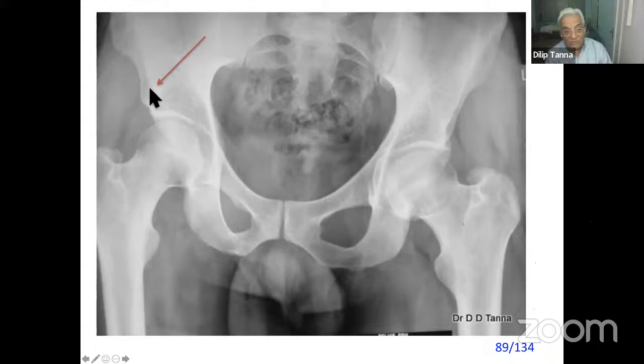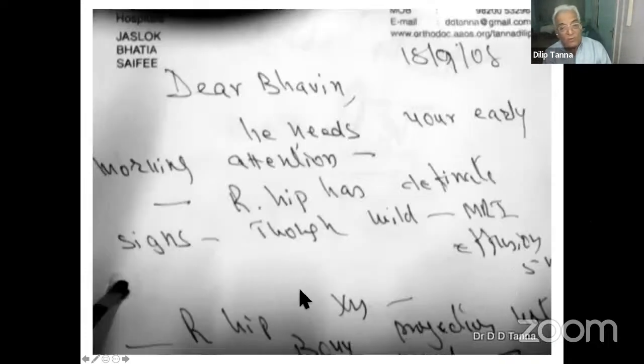I said, this X-ray finding in this patient, kuch to hoga, ye X-ray kaisa hai. So I spoke to the MRI person, and the MRI person says, "I'm sorry, sir, but I can't find anything in the MRI." Now here is a beautiful note. Dear Bhavin, now again, I trust him, I really respect his acumen. Dear Bhavin, he needs your early morning attention.